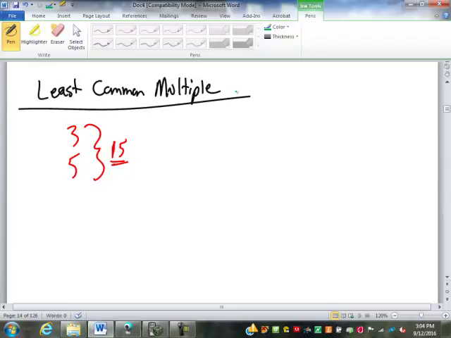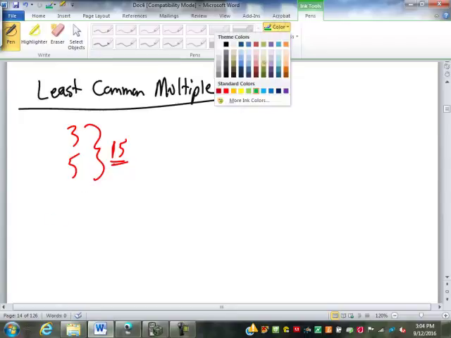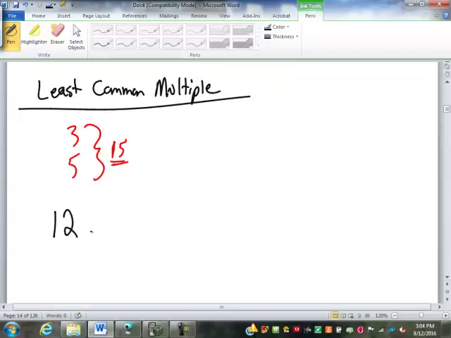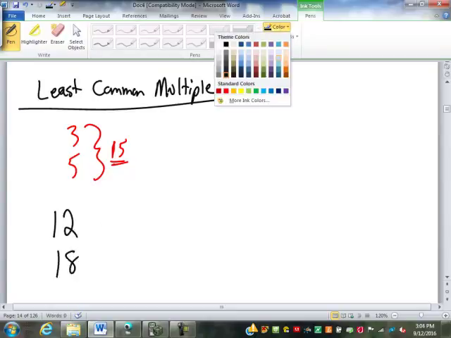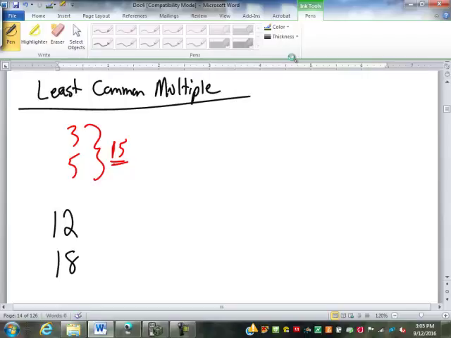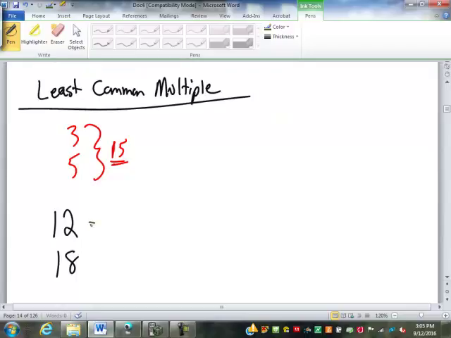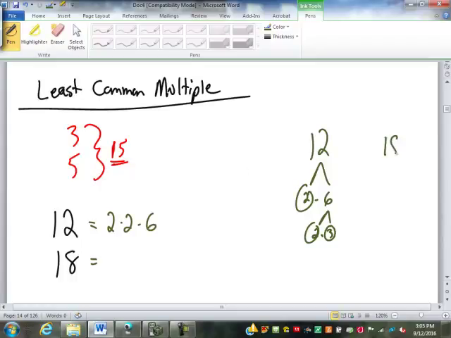Well, let's look at something a little more complex. Look at the least common multiple for 12 and 18. This is a little more complicated than the common factor. To do this, we factor them both. 12 is going to be 2 times 6, 2 times 3. So it's 2 times 2 times 6. 18, 2 times 9, and 3 times 3. So 2 times 3 times 3.